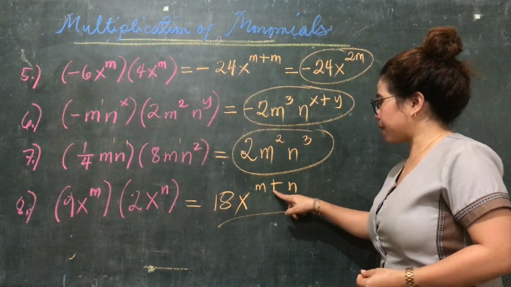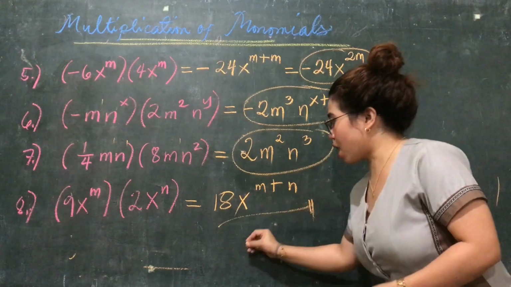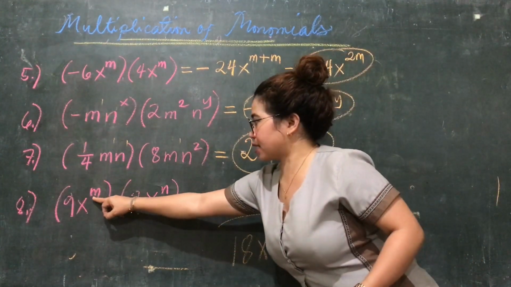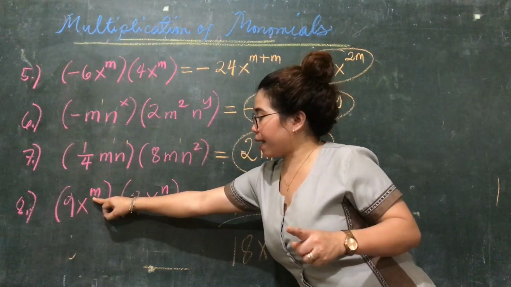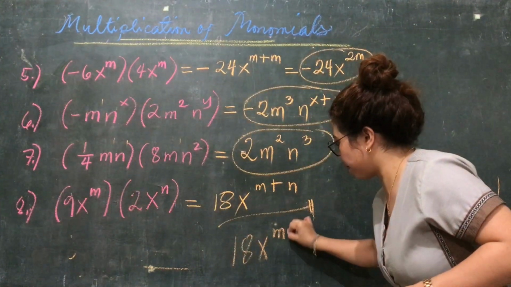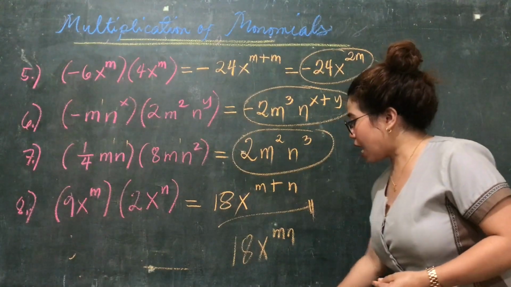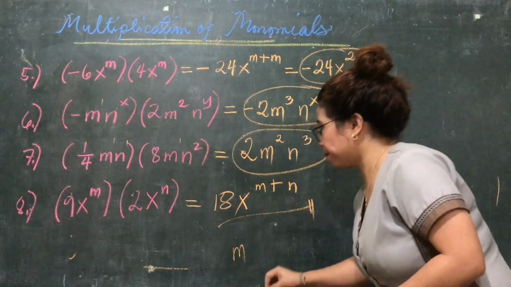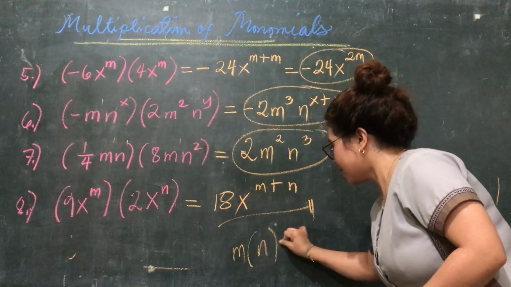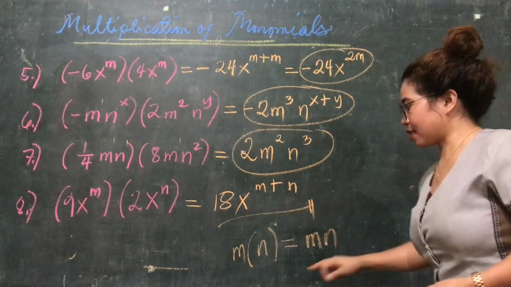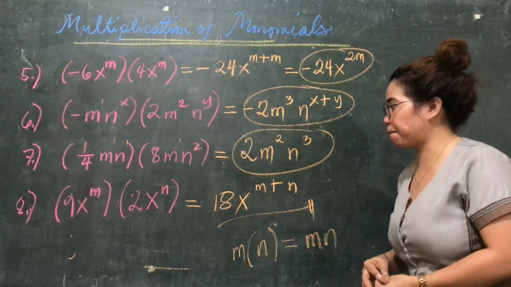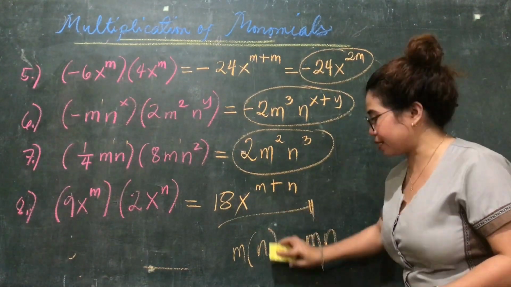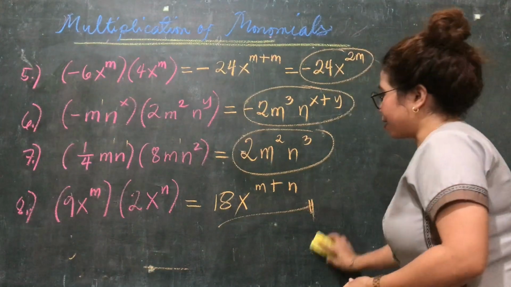18x to the power of m plus n. Mali ha kung ang answer nimo diri is 18x, mn. Kung nag-plus ta sa m ug n, ang answer nimo is m plus n. Mali ha kung mag-times ka, m times n equals mn. Tapad ra, lahi ang plus. Kay unlike terms man na sila, di na nimo ma-combine. Itapad ra nato sila. So that's it.